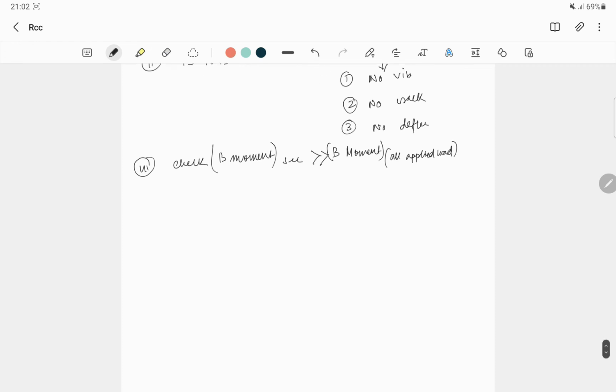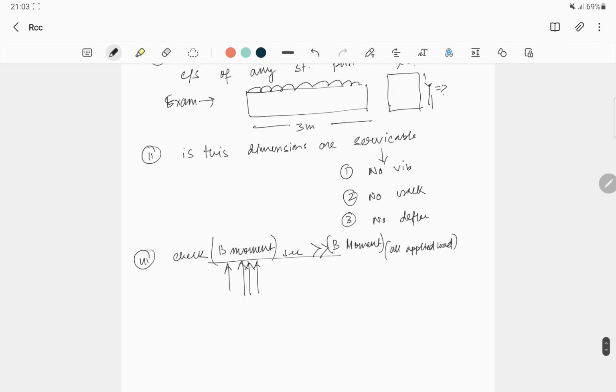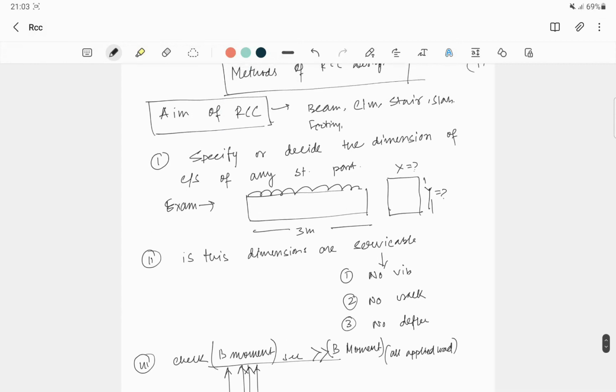Why? Because if you are new to RCC, then this statement may not be clear to you, but if you have the basic idea regarding RCC, then definitely you know our aim should be to provide the reinforcement in RCC. So reinforcement is provided by considering this moment, and that should be the bending moment due to applied load. So these three are mainly the aim of the RCC.